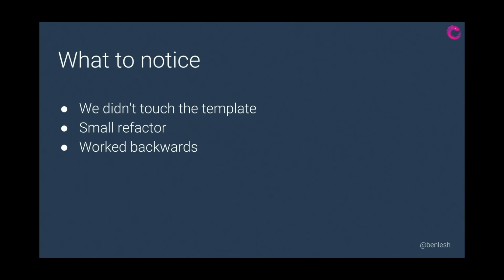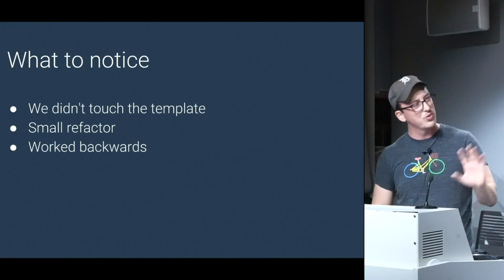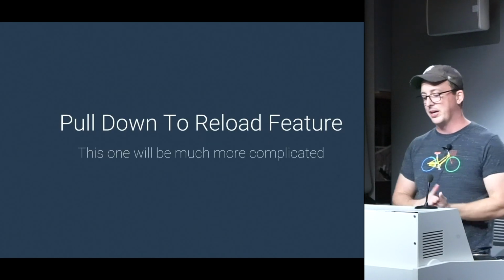So you might notice we didn't touch the template the entire time I did that. The refactor was pretty small, even though it took a while to explain. And what we really did is we worked backwards. I started by saying, I have this HTTP thing that's the minimal thing. I need to make something else that feeds into that in order to get it to update on demand. And then I need something to feed into that, and so on. So I've worked my way backwards through the chain. It's harder to see in this example because we didn't do as much. But we're going to see it more in the pull down to reload feature.